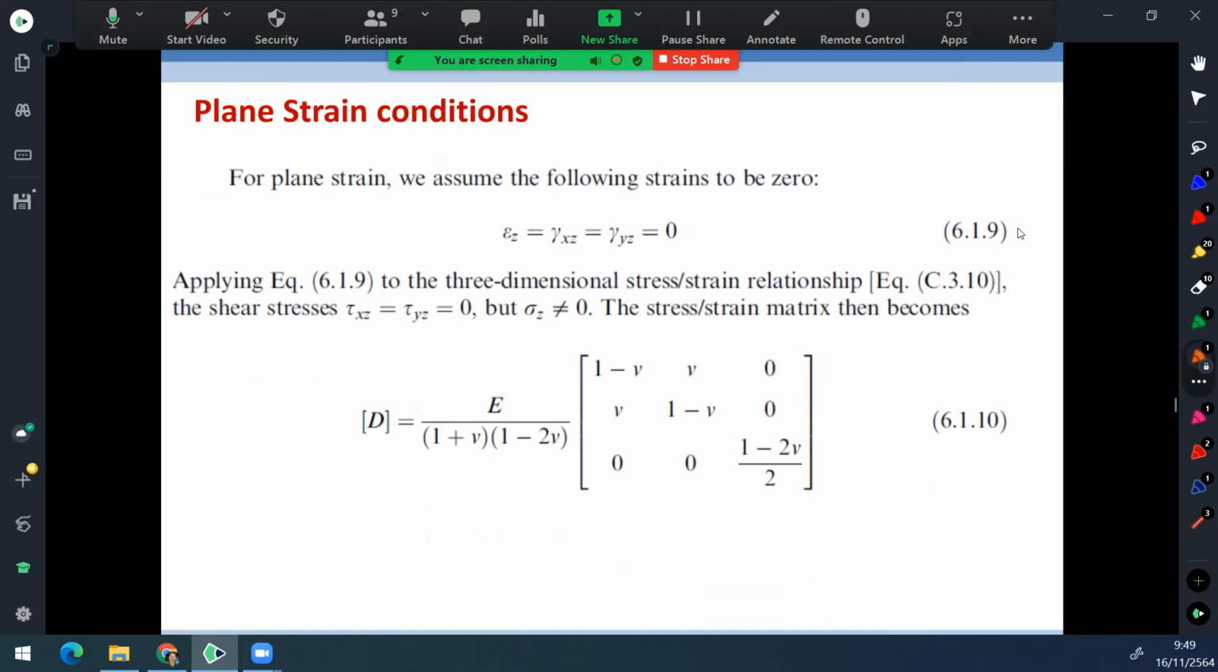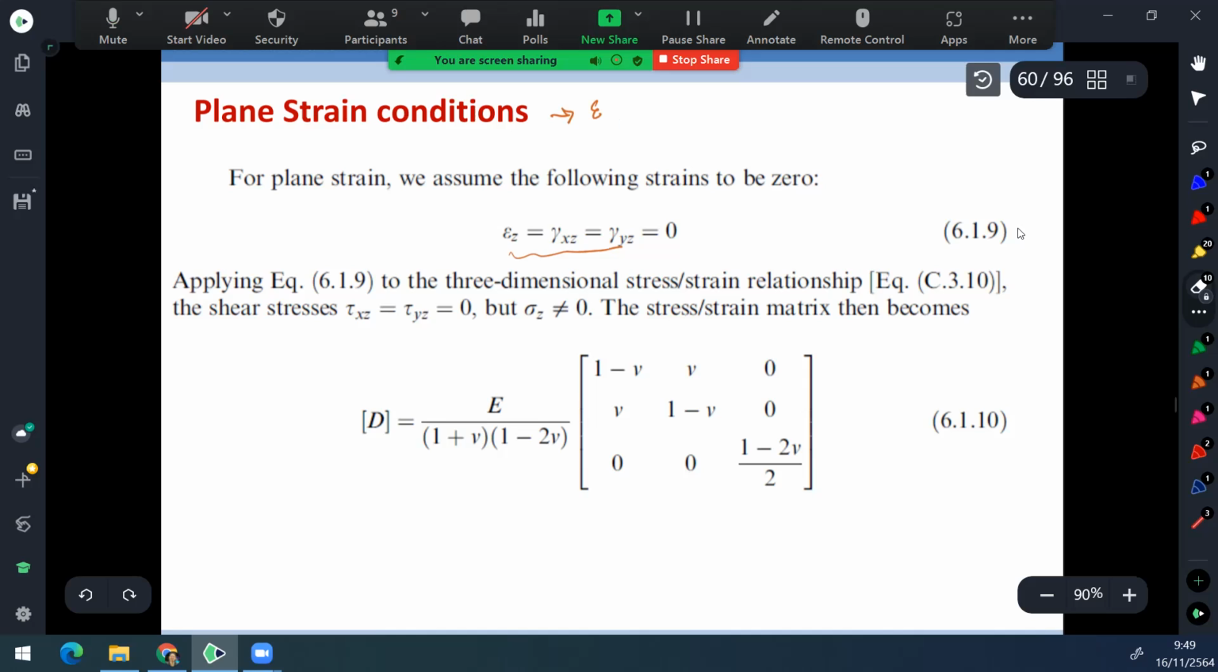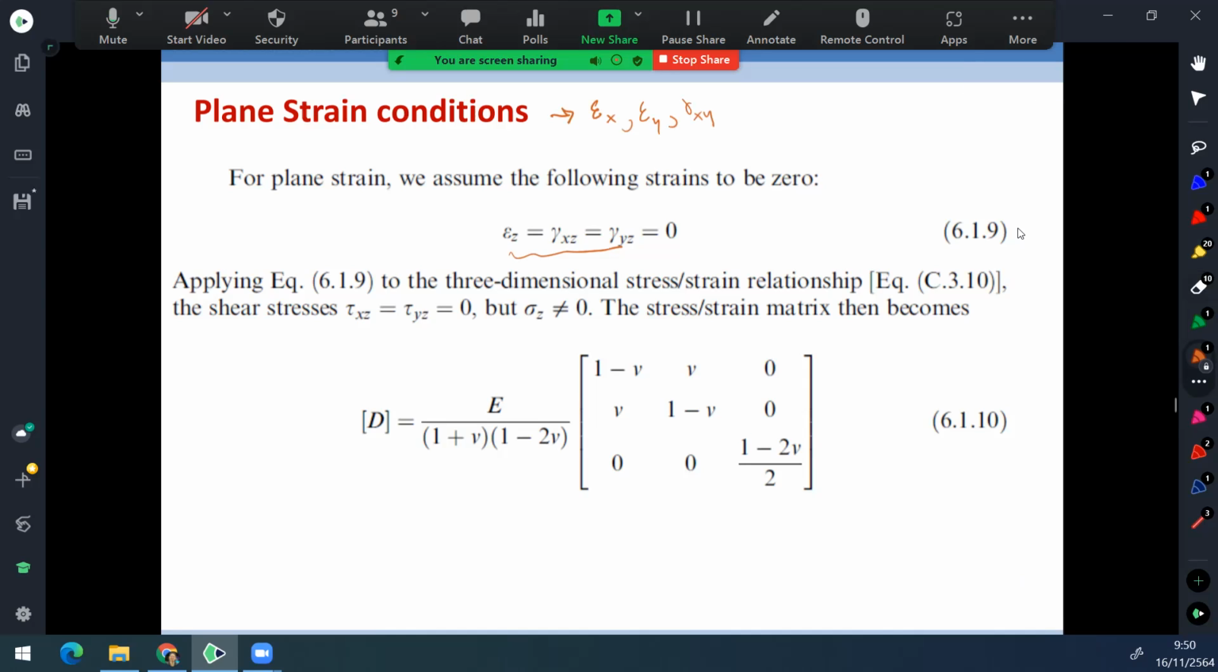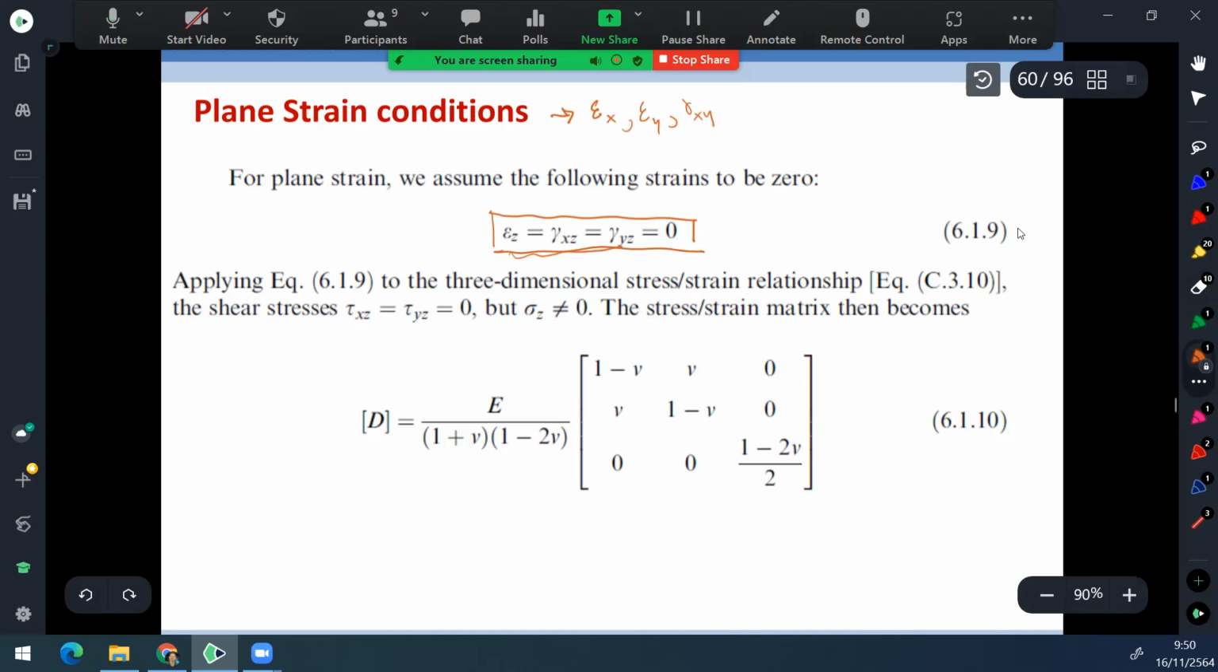For the plane strain condition, you will see that it's very close to the three-dimensional case because it's simplified directly by the strain. For the plane strain condition, what does it mean? It means that you have 3 components of strain: epsilon x, epsilon y, and gamma xy. And you simplify that the out-of-plane strain is small enough and can be neglected, so we can set it to be 0.